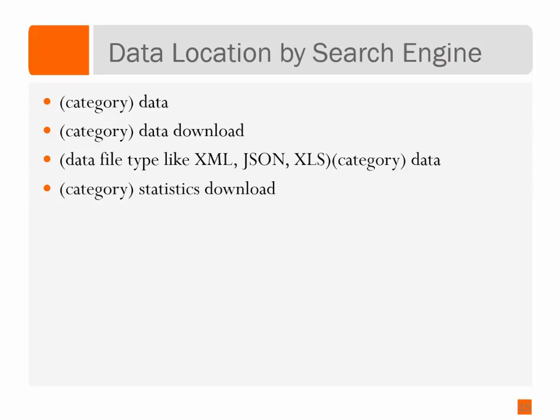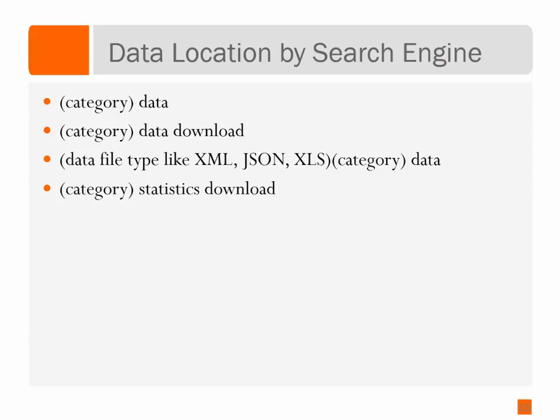Fill in the blank for category and then put data. So your search term might be six-toed cats data. Run that through the search engine and see if you get some data sets or data files listed that come back. Second example, insert your favorite category and then the words data download. Those are often high probability hit rates on data sets.